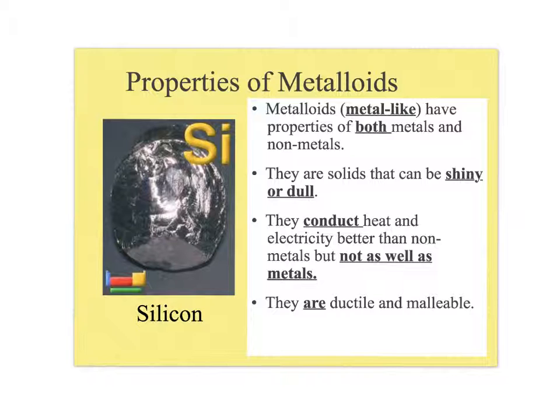Properties of metalloids are that they are metal-like. They have properties of both metals and nonmetals. They can be very shiny or they can be dull. They are all solids. They conduct heat and electricity better than a nonmetal, which doesn't conduct it at all, but they're not as great at conducting heat and electricity as metals are. And metalloids are ductile and malleable.